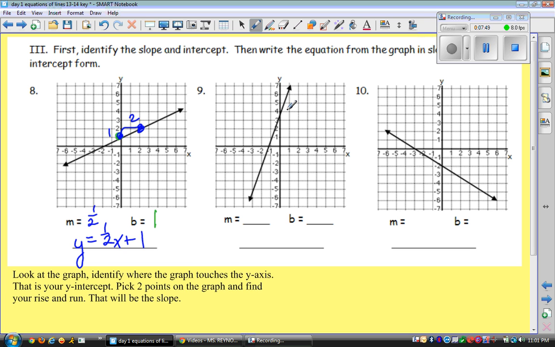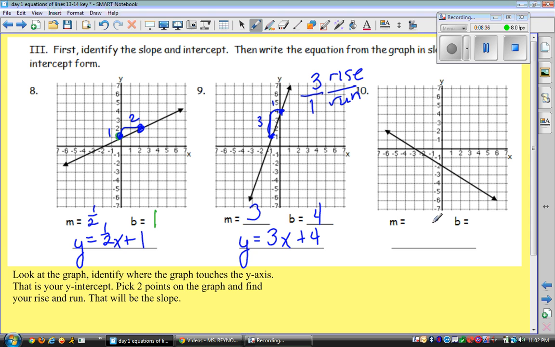Number 9, I look and I see that it's touching the y-axis at 4. So my y-intercept is 4. And I'm going to find another point. And it appears to be crossing right here pretty evenly. So I go back to here and I count rise and run. So I go up 1, 2, 3, and I go over 1. So I rise 3 and I run 1, rise 3, run 1. So 3 divided by 1 is 3, giving you an answer of y equals 3x plus 4.